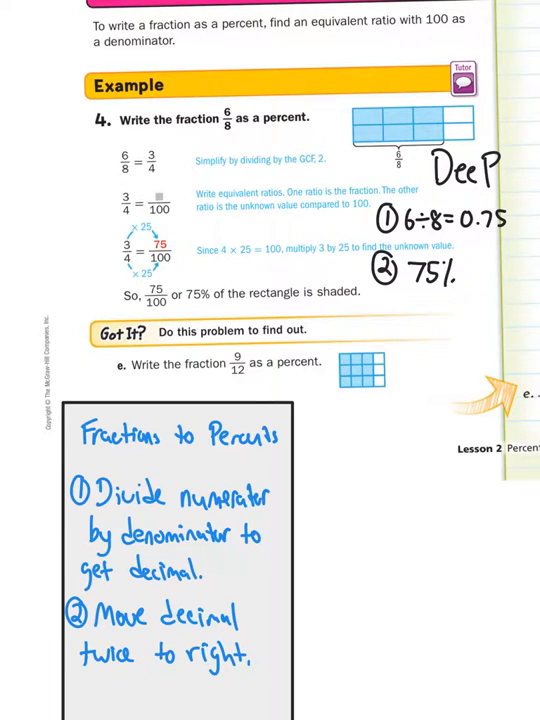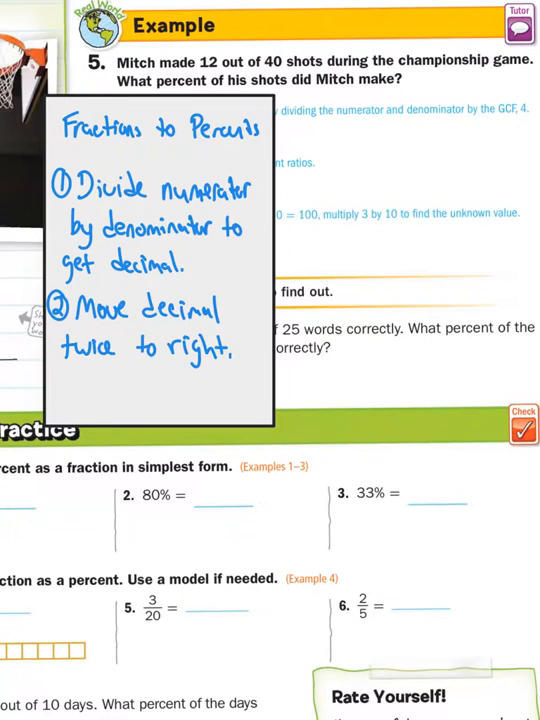All right, let's see what you got. First, did you do 9 divided by 12? If you do, well, guess what? You get 75/100ths again as your decimal. And did you DEEP it twice to the right and get 75%? That's your answer for that one. All right, now we're going to go on to the next page.